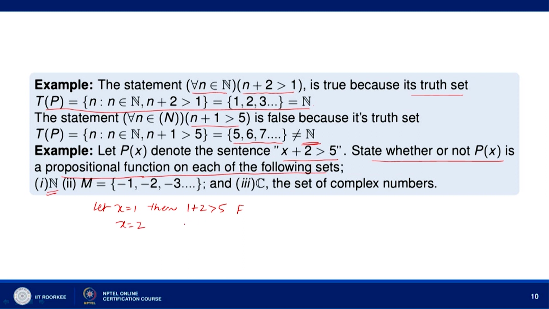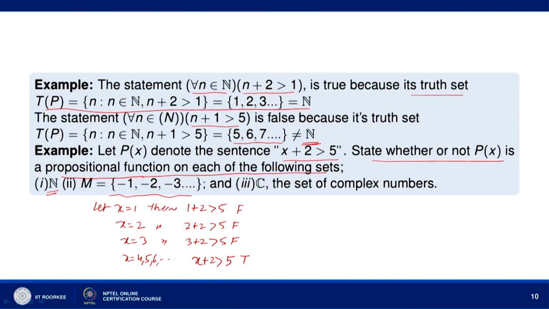For x equal to 2, 2 plus 2 greater than 5 is again not true, so the truth value is F. Then we take x equal to 3, and again 3 plus 2 greater than 5 is not true, so the truth value is F. But when x takes values 4, 5, 6 and so on, x plus 2 greater than 5 is always true, so the truth value is T. So for all x belonging to N, the sentence p(x) given by x plus 2 greater than 5 has a truth value T or F, and therefore p(x) defines a propositional function on the set N.